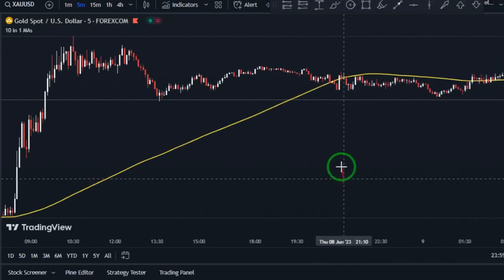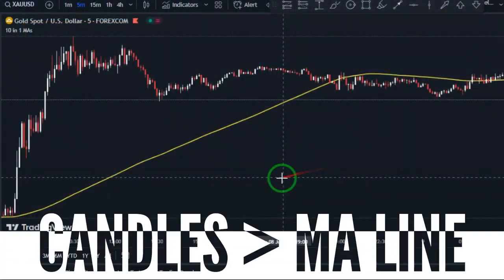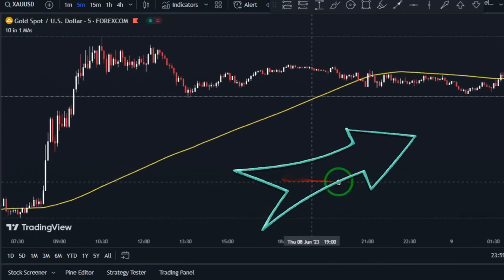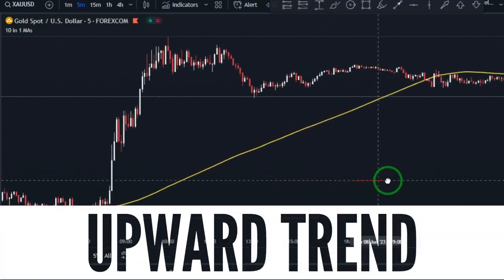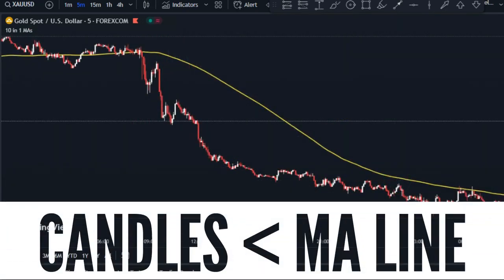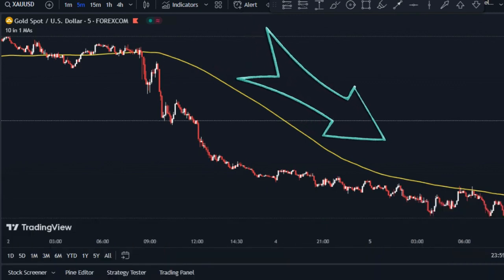Once we have the indicator customized, it will show us whether prices are trending up or down. Candles forming above the moving average indicates an upward trend, meaning the prices are moving higher. Conversely, candles forming below the moving average signal a downward trend where prices are heading lower.